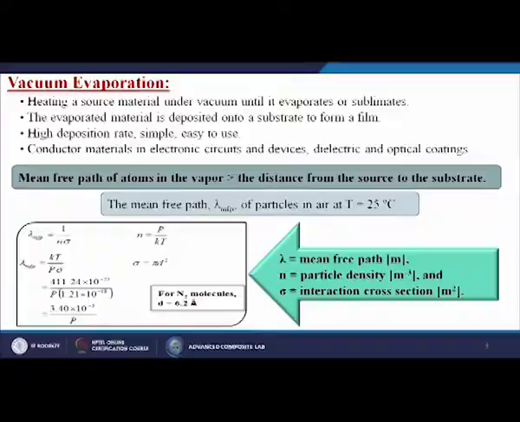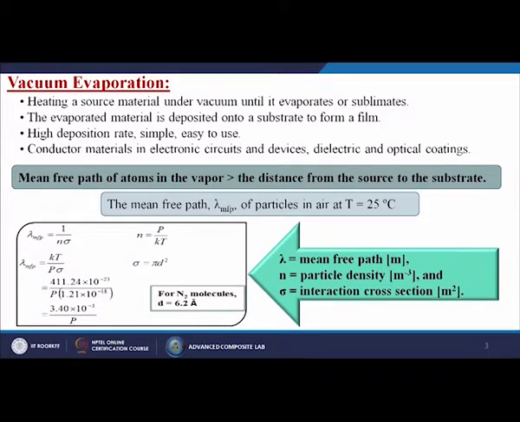The mean free path, which we generally call lambda (MFP), of particles in air at T equal to 25 degrees centigrade. Here we give one example using nitrogen molecules with a diameter of 6.2 angstrom. The formula for the mean free path is lambda = 1/(n sigma), where n = P/(kT). Here lambda is the mean free path in meters, n is the particle density per cubic meter, and sigma is the interaction cross section per square meter.